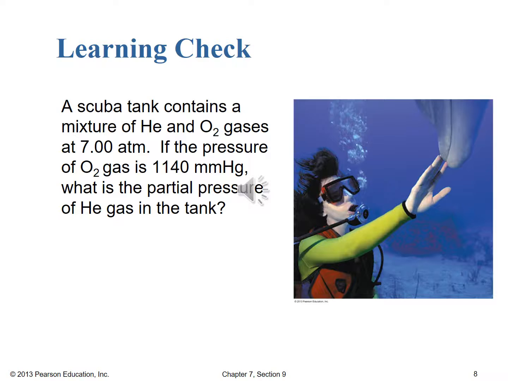So in this learning check, we're told a scuba tank has a mixture of helium and oxygen gases at 7.00 atmospheres of pressure. If the partial pressure of oxygen gas is 1140 millimeters of mercury, what is the partial pressure of helium gas in the tank? So just pay careful attention to those units and we'll stop the video here. When you're ready to check your work, start back up and we'll see how you do.